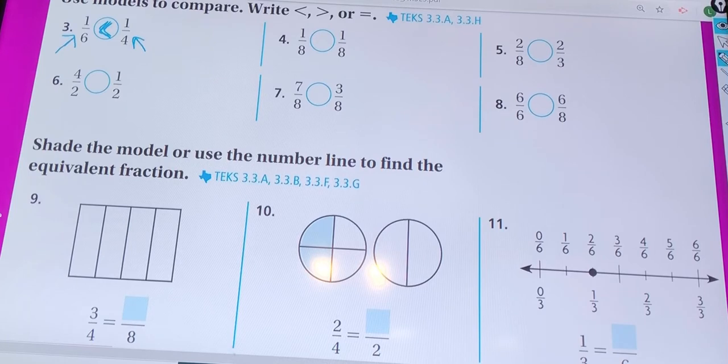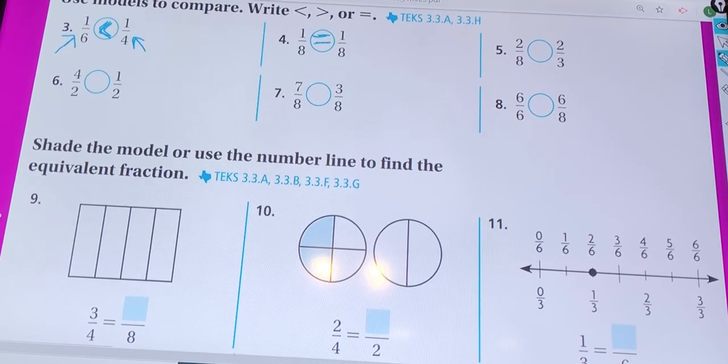Number 4, 1/8 and 1/8. Those are equivalent fractions. Those fractions will actually equal. They're exactly the same. My numerator is the same, and my denominator is the same. My pen's not working there now. So 1/8 equals 1/8.